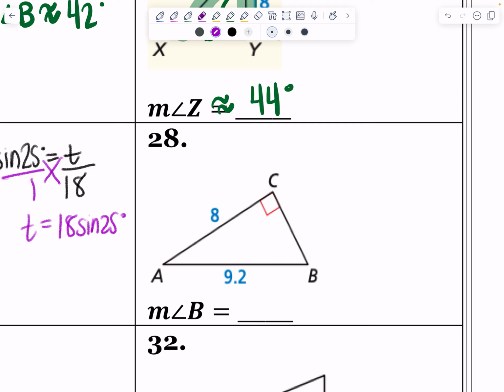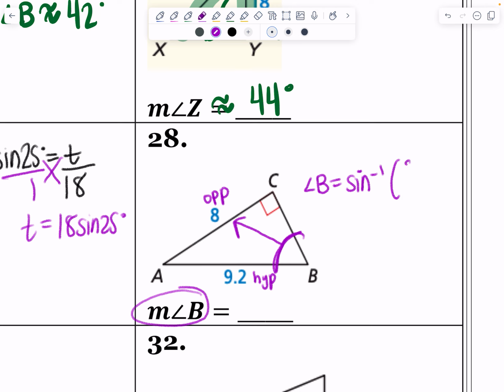All right, number 28. Number 28 is solving for another angle. Which angle? Angle B. So I'm going to be using some inverse trig. So from angle B, 8 is my opposite, 9.2 is my hypotenuse. So for the measure of angle B, I'm going to be using some inverse sine. It's going to be opposite over hypotenuse. That's going to be 8 over 9.2. So the inverse sine of 8 divided by 9.2 is going to give me about, to the nearest degree, 60 degrees. It's going to round down to 60 degrees.